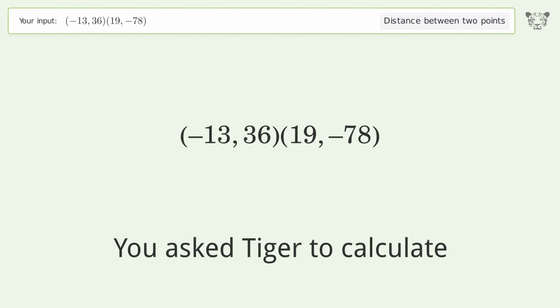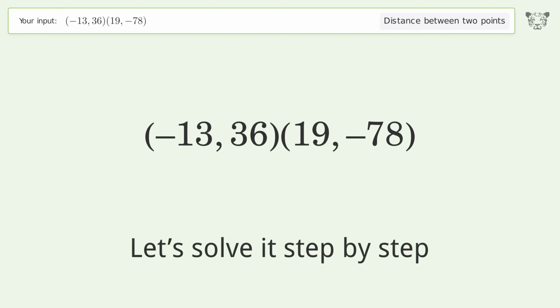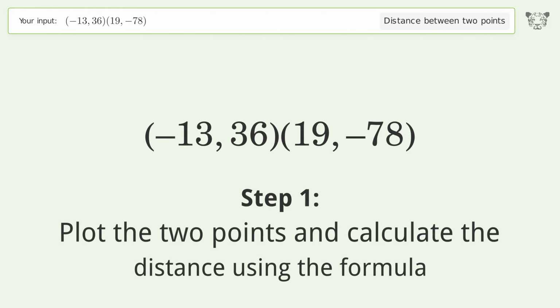You ask Tiger to calculate. This deals with the distance between 2 points. The distance between the 2 points is the square root of 14,020, or 118.406. Let's solve it step by step. Plot the 2 points and calculate the distance using the formula.